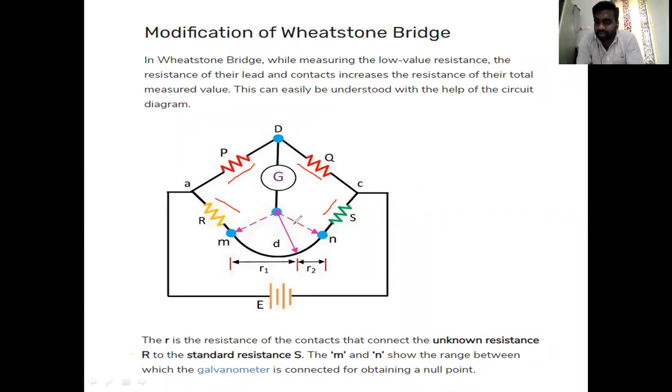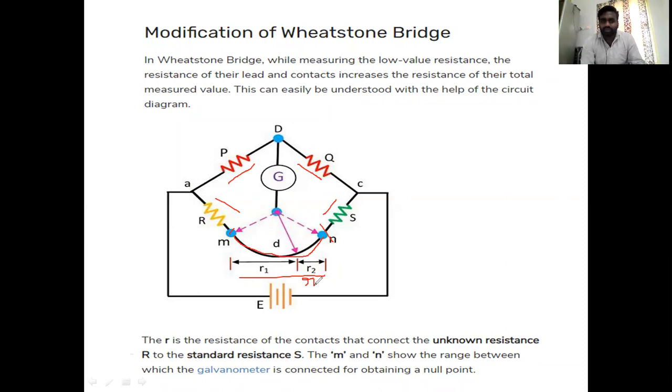In addition to that, we modified the Wheatstone bridge and connected a resistance strip. This is the resistance strip we are talking about. The resistance strip is connected between the points M and N, and the total resistance of this strip is small r.